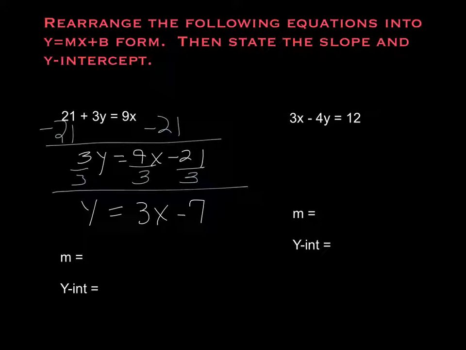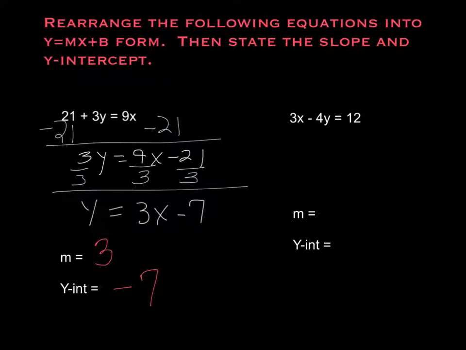So my slope, remember the slope is the coefficient of x, not x, just a coefficient, and my y-intercept is this number without a variable. So my slope is 3, and my y-intercept is negative 7. Awesome. Okay, let's go to the next one.